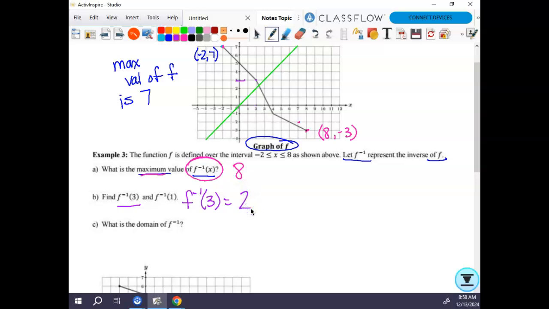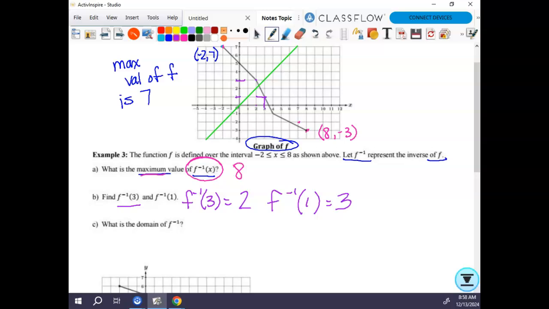So then f inverse of 1, what would that be? I go to 1, and that gives me 3, right? Looking for the ordered pair where the y value is 1, the x value would be 3 there. Okay, we okay with all that?